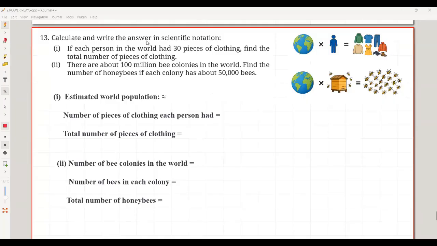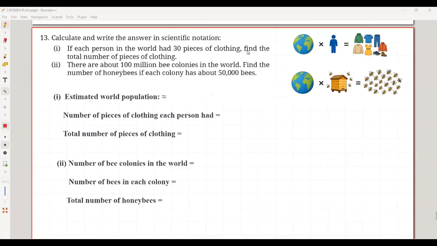Figure it out 2.2, page number 44. We already completed questions 1 to 12 in the previous class, so we just have to start with questions 13 and 14.